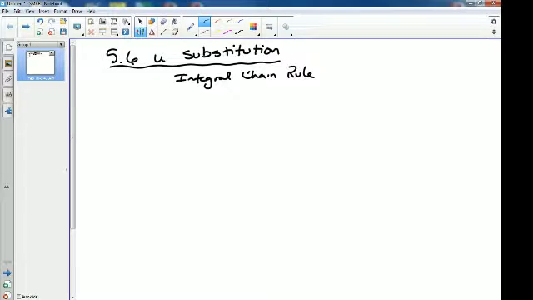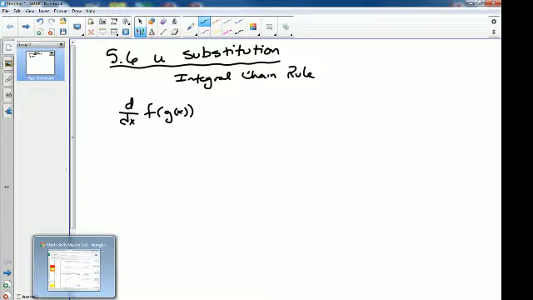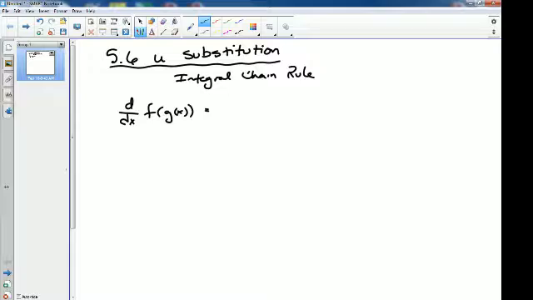If I gave you a composite function and asked you to calculate the derivative, right? What's our derivative going to be? Yeah. So guess what we're doing? Now we're going to be able to undo this.